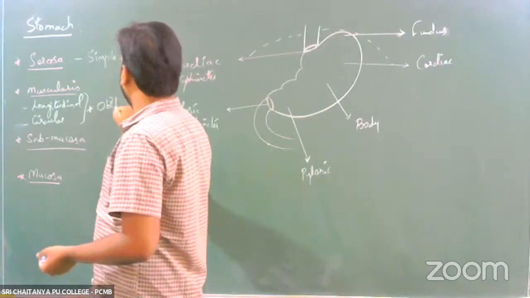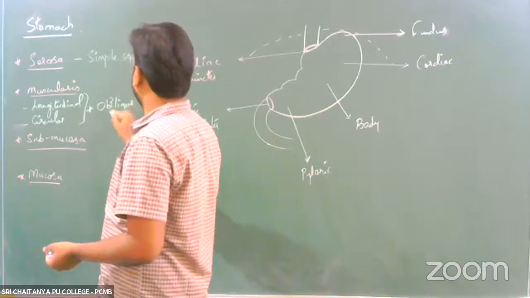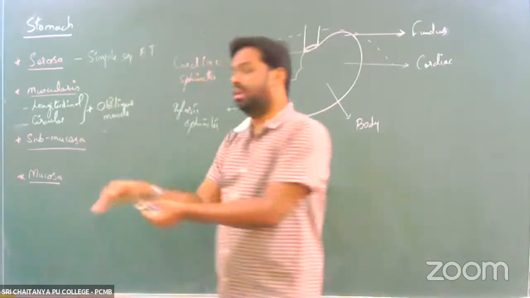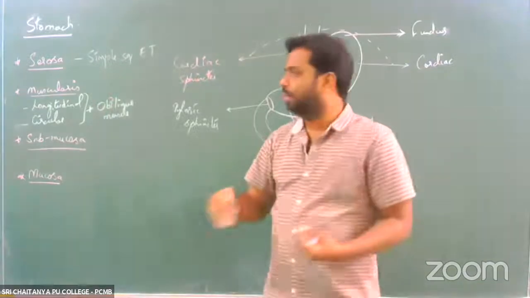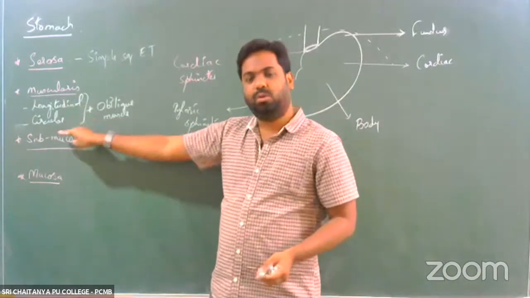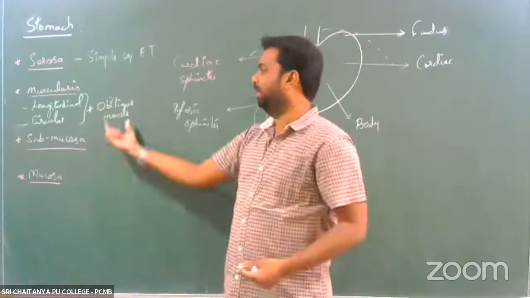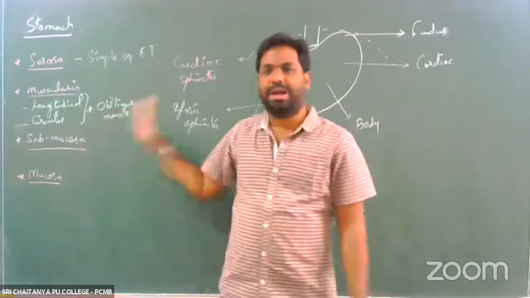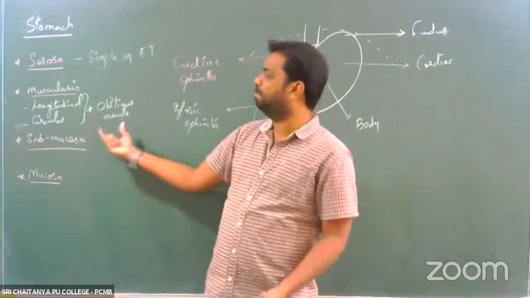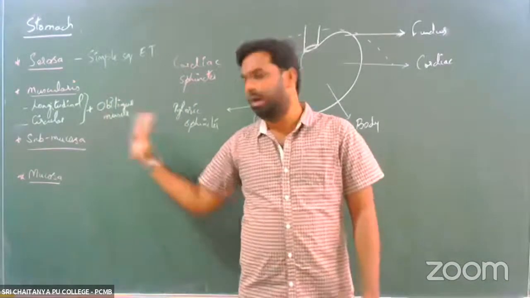So along with these two muscles, there is another layer called the oblique muscle, which is present towards the inner side of the circular muscle. So the order goes like this. The outer one will be longitudinal muscles, the middle one will be the circular muscles, and the inner one will be the oblique muscle. This is one additional feature you need to remember whenever we talk about the muscularis part of the stomach: the oblique muscle.